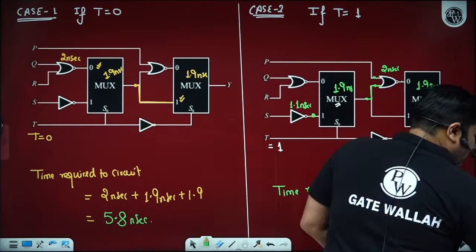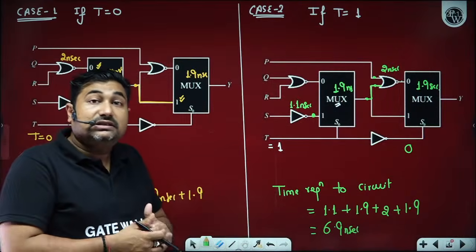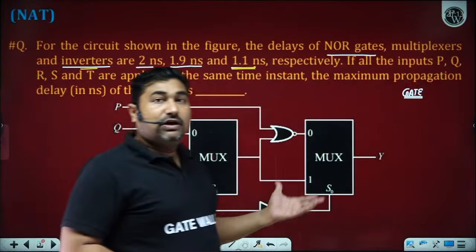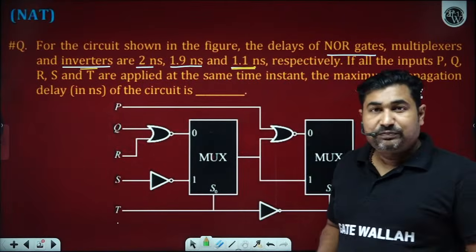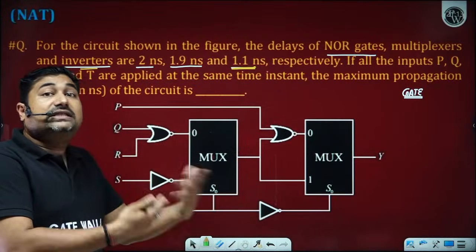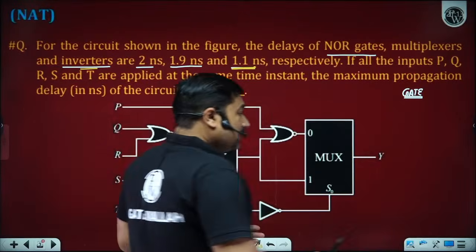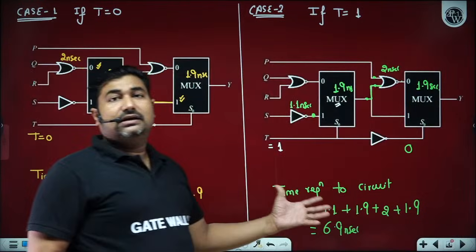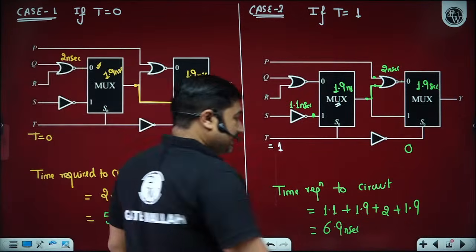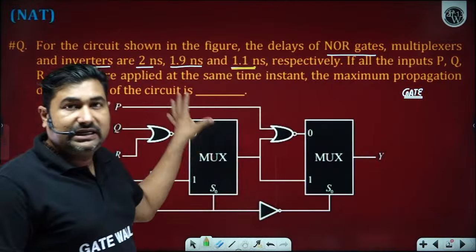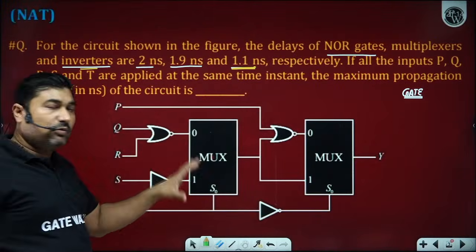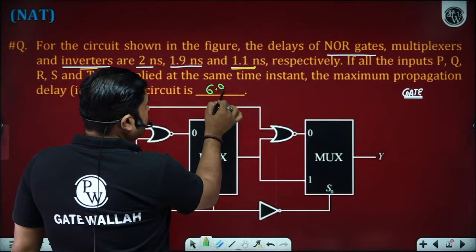Is it okay? So T can be 0 or 1. We have to consider the larger one. Why? Because they have asked what is the minimum delay required for the circuit to operate satisfactorily. We don't know about the inputs, so inputs can be anything. So we will consider the worst case delay in this particular condition. So in case T is equal to 1, the maximum delay will be 6.9 nanosecond. So you can say the worst case delay, or you can say the maximum propagation delay of the circuit required will be equal to 6.9. Is it okay?